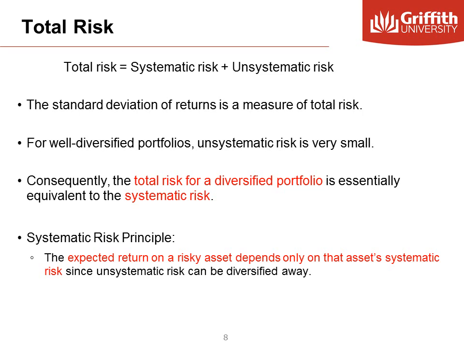So far, our measure of risk has been the standard deviation, and that is a measure of total risk. However, we've seen that if we have a well-diversified portfolio, we eliminate the unsystematic risk, which leaves us with only the systematic risk. Therefore, the total risk of a well-diversified portfolio is equal to its systematic risk, which leads us to the systematic risk principle, which says the return on an asset depends only on the systematic risk of that asset.